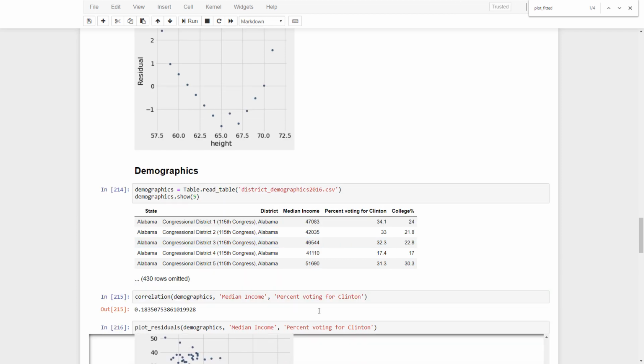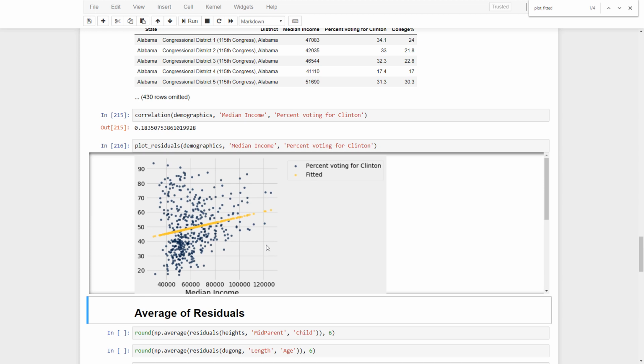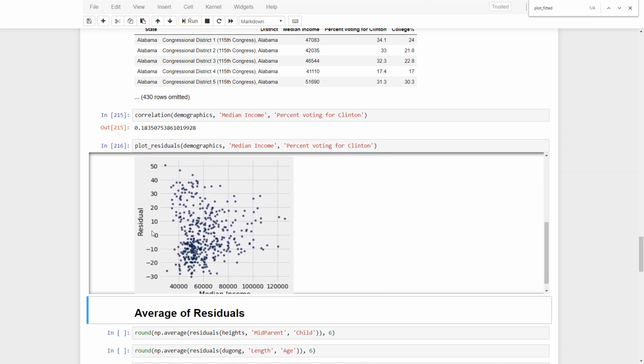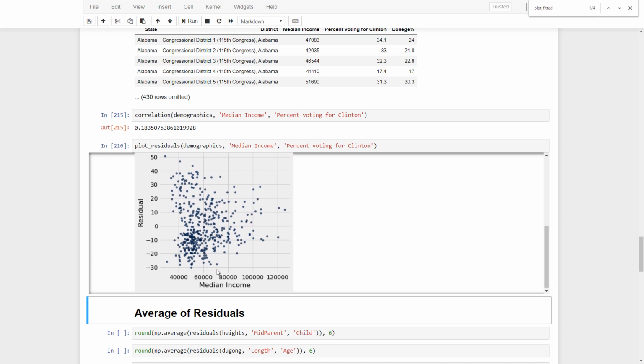So here is the original. Let's look at this first. Here is the original scatter plot with the fitted line. And of course it is positive, but you see that the points here are not clustered very well across the line. That's why the correlation is not that strong. Now let's look at the residual plot. Remember, on the x-axis is the x variable, or what we call the predictor variable, and on the y-axis are the residuals or the errors.